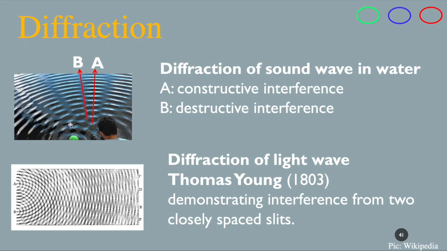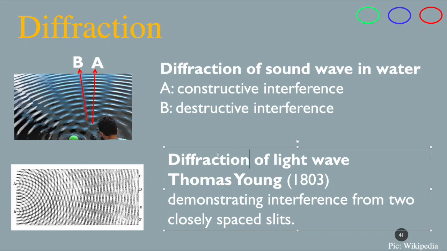I have these two pictures. This is a simple diffraction of a wave in water. When we drop two stones in still water, we get this kind of pattern, and we can identify this as A and B. A has the hills, and B has the valley. A is due to constructive interference, and B is due to destructive interference. Here the intensity is amplified, here it's dampened.